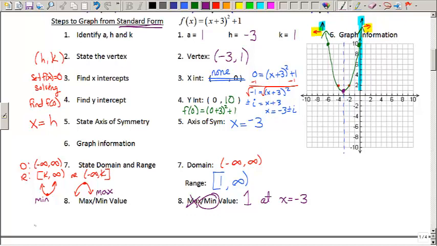How do you find that max value? Well, the max value is always the k value. Where does it occur? Well, it occurs at x equals h, and that's going to be your max or your min, no matter if you're pointing up or down.